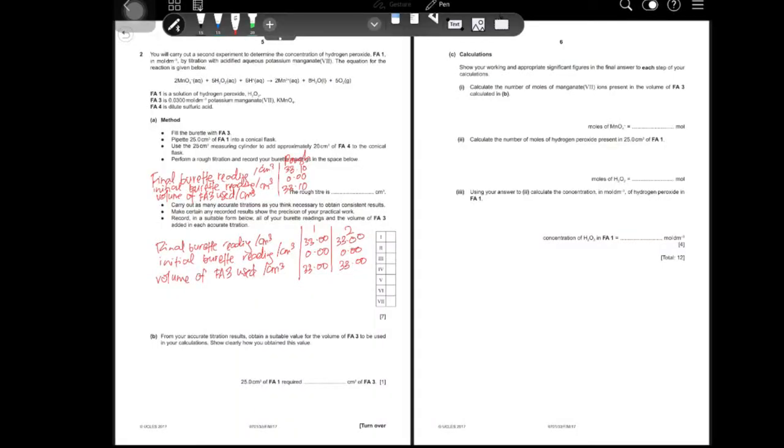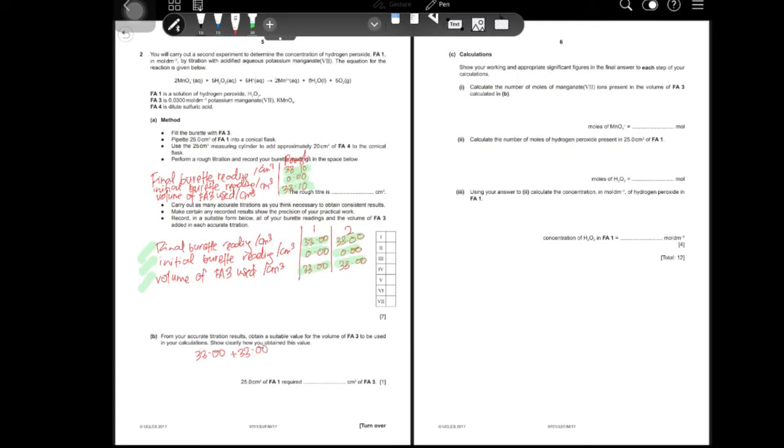So let's get straight into answering the question. Since we have done the titration, we can draw the table for the results for rough and also accurate titration. In the table, make sure you have the final burette reading, the initial burette reading, and also the volume of Fa3 used. All of the volumes must be to 2 decimal places because that's the accuracy of the burette. Hence, using the accurate titration, we can determine the volume of Fa3 used in the titration.